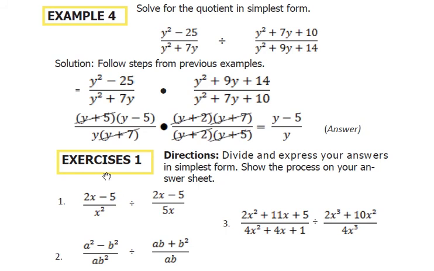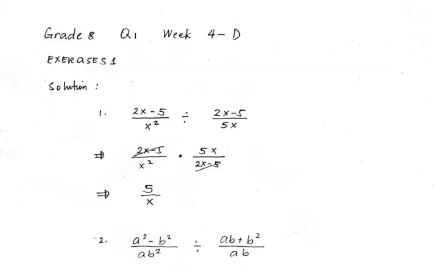Moving on to the exercises. Number 1, direction: divide and express your answers in simplest form. So let's get started with number 1. 2x minus 5 all over x squared divided by 2x minus 5 all over 5x.